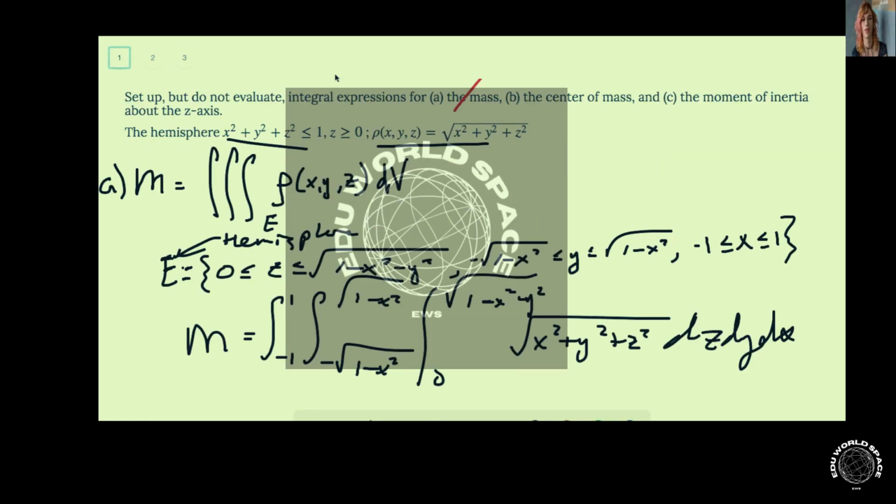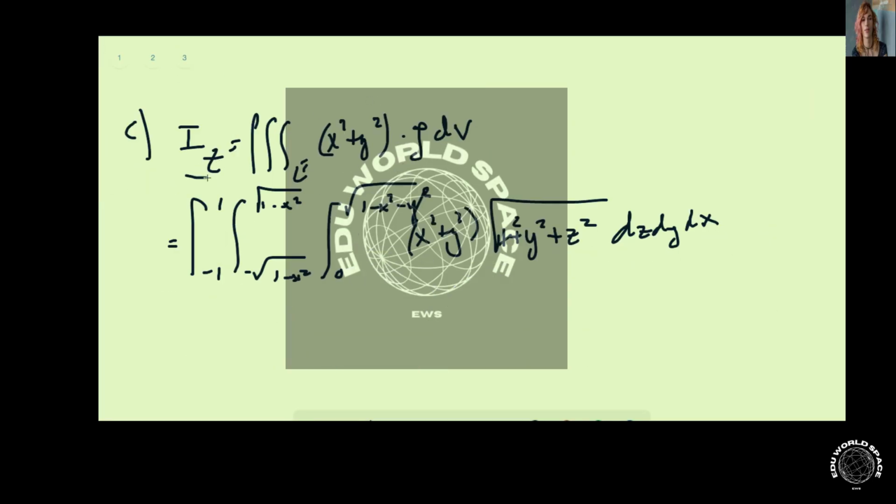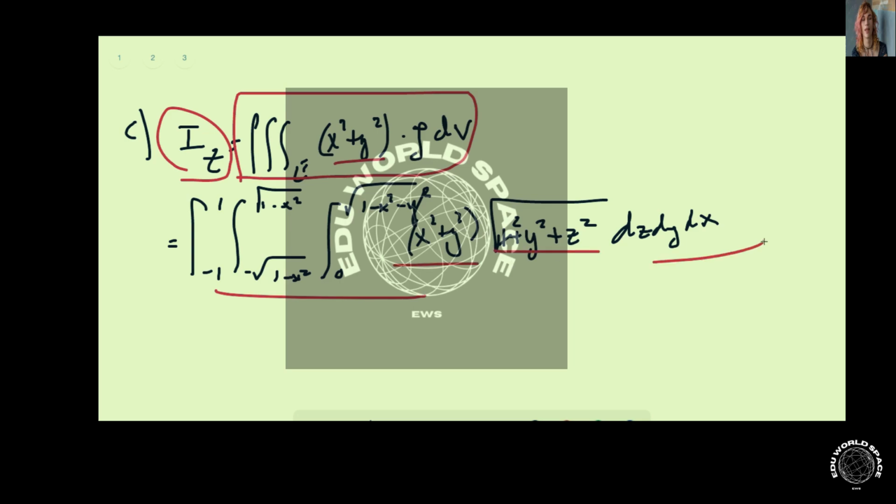And then it asks us just to find the moment of inertia about the z-axis. Moment of inertia about the z-axis is given by this equation here, this triple integral. Again, the bounds are the same. Now, instead of multiplying by z, we multiply by x squared plus y squared times our density function, and we're done.